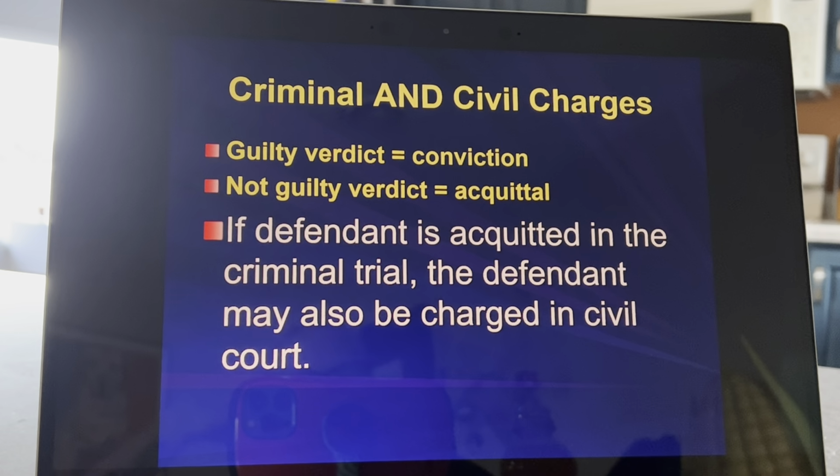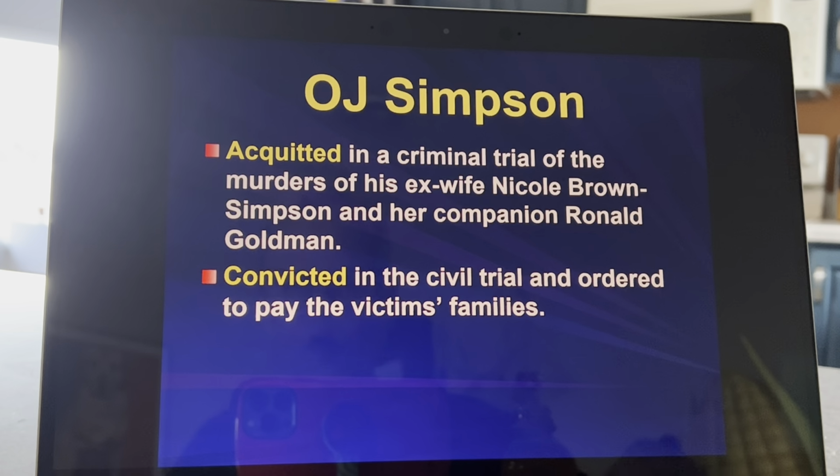Okay, one other thing that can happen is if a defendant is acquitted in a criminal trial, which is great for them, right? It means I'm not going to jail or prison and I'm not going to get the death penalty. They can then be turned around and sued in civil court, which has a lower burden of proof.